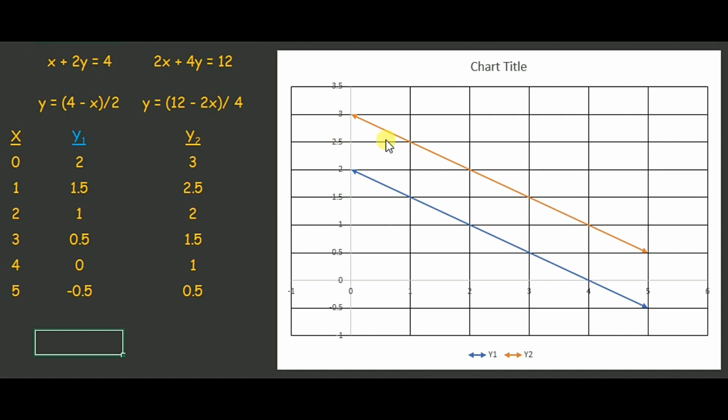Now I have these two lines, orange one representing y2, blue one representing y1. Now, in y1, in this blue line, when x is 0, y is 2. x is 1, y is 1.5. This point here. x is 2, y is 1. Likewise, when x is 5, y is negative 0.5. So x is 5, y is negative 0.5.